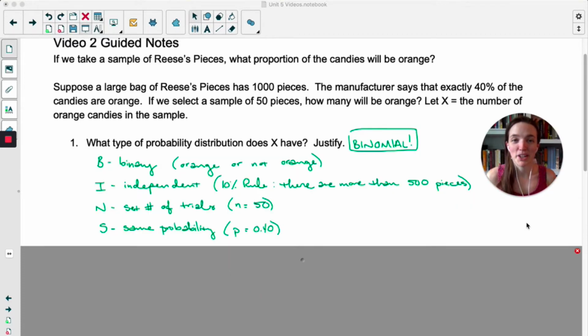All right, this is a binomial distribution. We have B for binary. The selected candy is either orange or not orange. I for independent. The candies aren't being selected independently, but the 10% rule is met. If we take n times 10, that's 500, and there are more than 500 pieces in the bag, so that's fine. N, we have a set number of trials. We're taking out 50 pieces. And S, we have the same probability on each trial. 40% is the probability that it's orange.